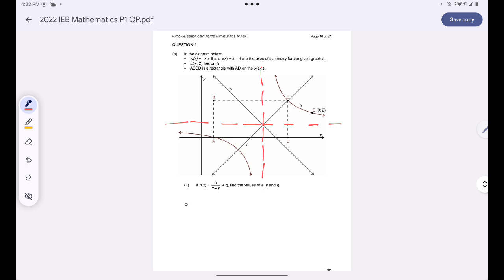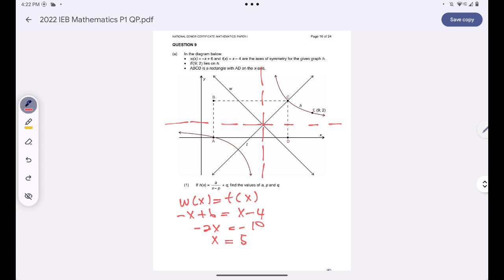At the point of intersection, I know that my two graphs, w of x and t of x, are equal, no? So I simply have negative x plus 6 is equal to x minus 4. Then I'll have negative 2x is equal to negative 10. Then x is equal to 5. Right, together. After finding 5, I must just go and find the corresponding y value.